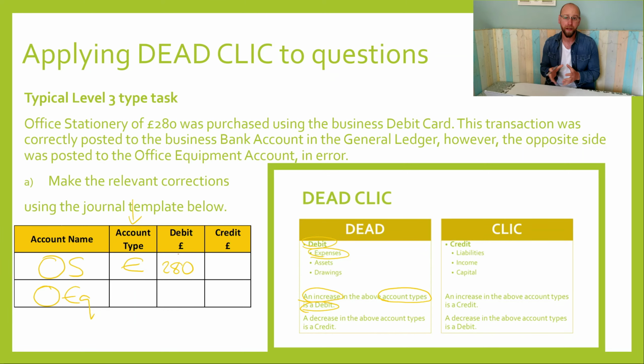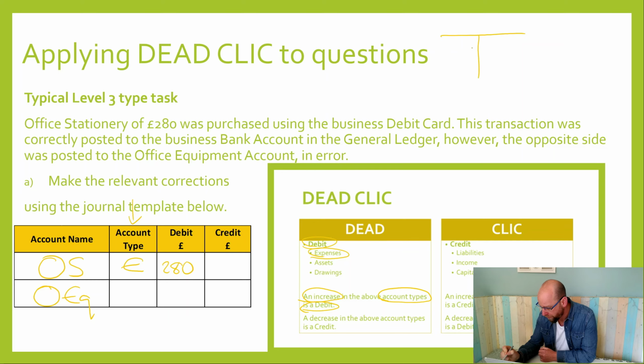Now office equipment then, what are we actually doing with office equipment? If I just redraw the account here, we've got office equipment, and we originally posted it onto the debit side. Now what we're doing really is taking it out of the office equipment account so we can put it correctly into the office expenses account, the office stationery account. So what are we doing with the office equipment account? Well, we're going to be decreasing that account.